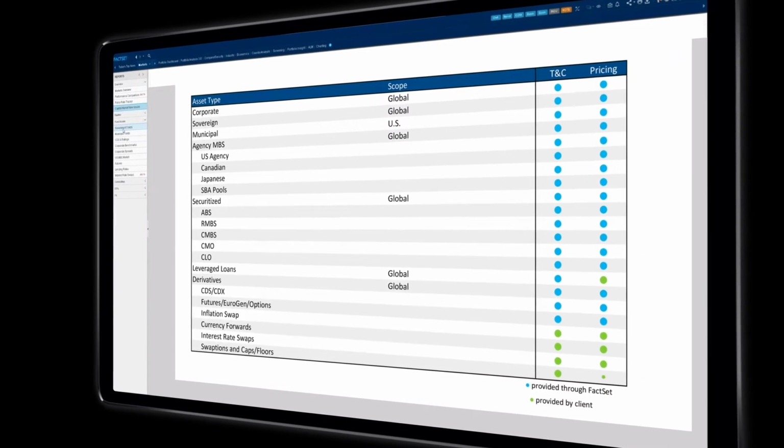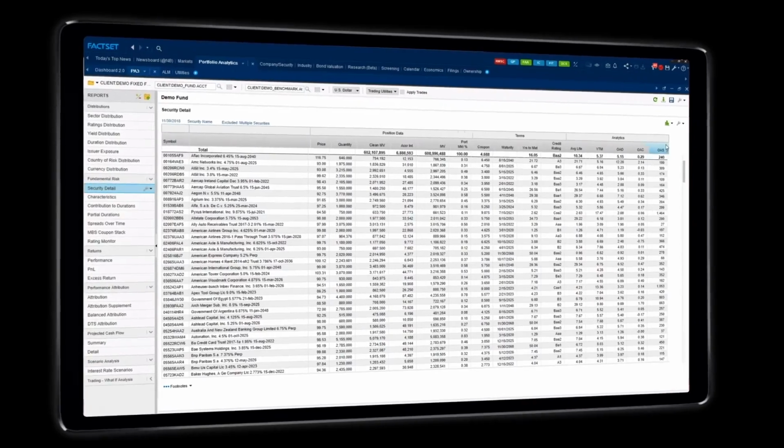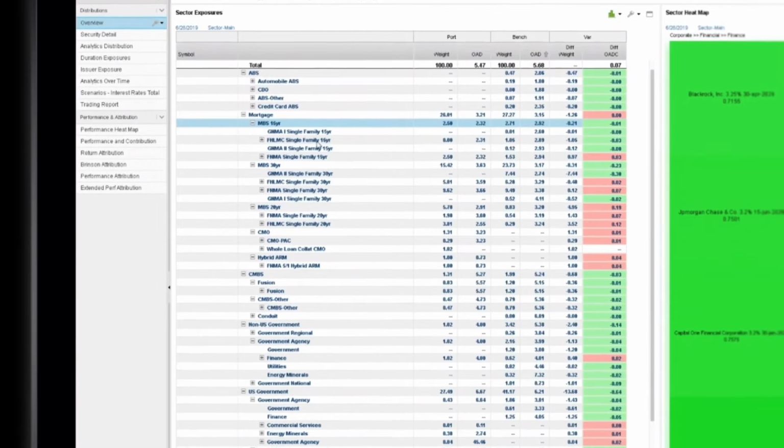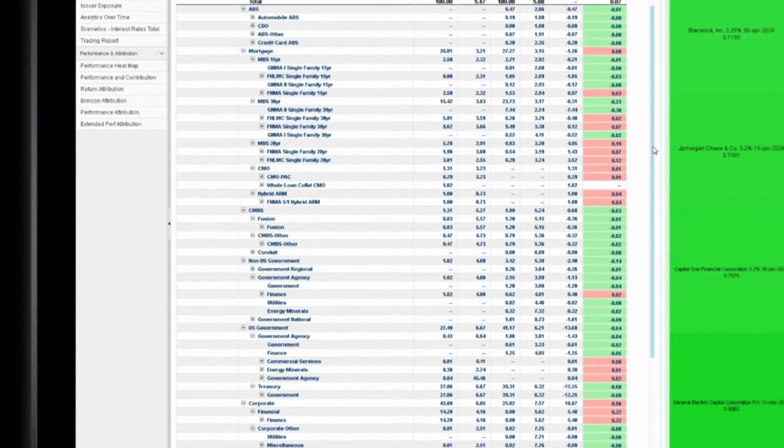Whether your strategy is investment-grade corporate, high yield, emerging market credit, structured credit, municipals, or syndicated bank loans, FactSet offers a unique insight for your portfolio management process.